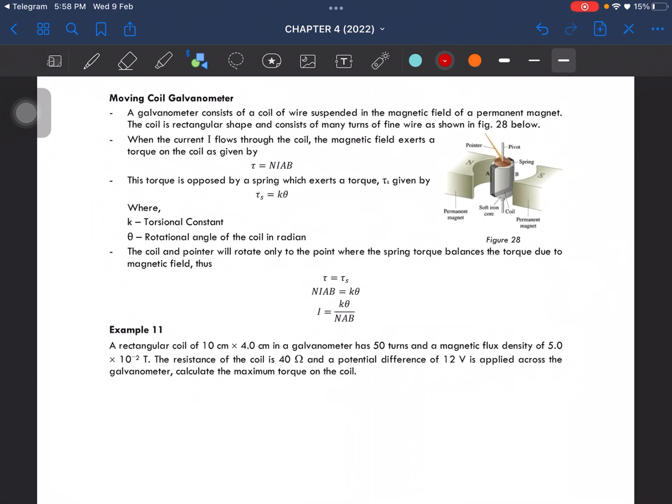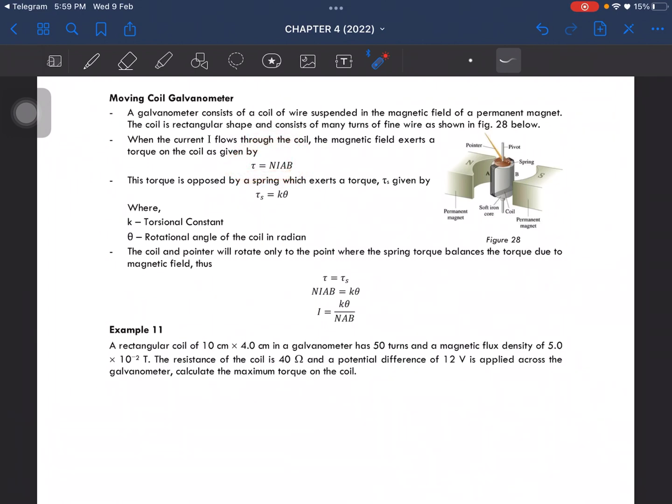Alright, now moving coil galvanometer. A galvanometer consists of a coil of wire suspended in the magnetic field. For example, based on this figure here, this is the moving coil galvanometer. Okay, so the coil is rectangular in shape and consists of many turns of wire. When the current flows through the coil, the magnetic field will exert a torque. Remember, for a radial field or moving coil galvanometer, we will straightaway use this one.